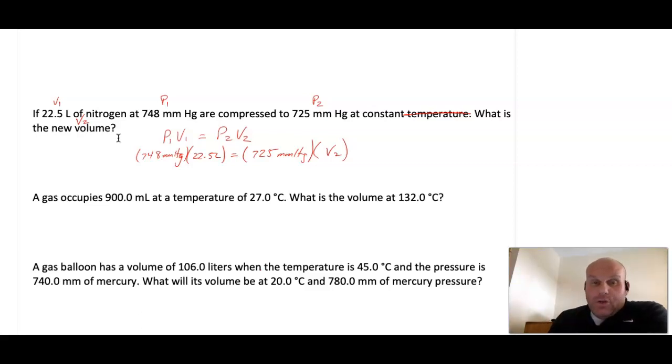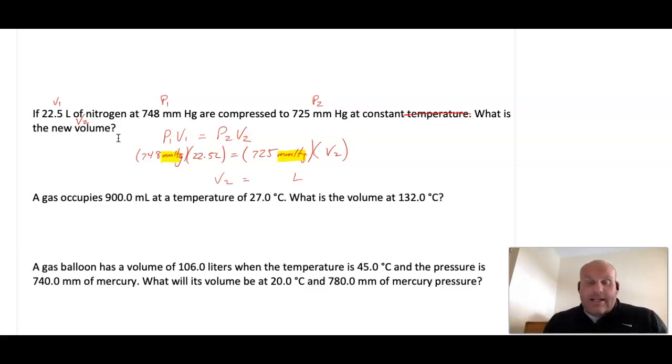One quick note about units. Your units need to be the same. So in this case, it worked out because both my pressures were given to me in millimeters of mercury. Should one pressure be in millimeters of mercury and the other one in, let's say, atmospheres, I would need to convert one to the other to make sure that they're the same. On that same note, when I solve this problem, V2, the unit is going to be in liters.